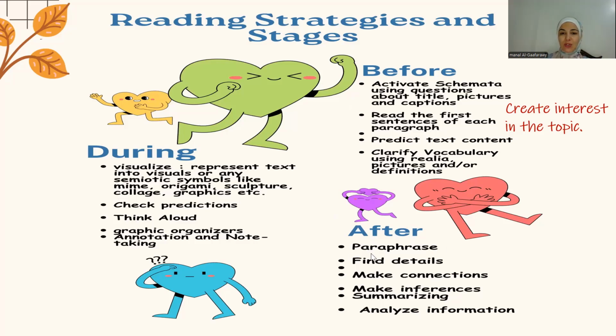So we may ask students to paraphrase the text. Paraphrase means to express the text in different language, in their own words. This is a kind of activation of the language. They have to find details and make connections between concepts, make inferences to go beyond what is stated, to summarize the text, to focus only on the main ideas, and to analyze information, the qualities and the features and the characteristics of certain concepts stated in the text. So this is how the stages and the strategies or the tools of reading go together.